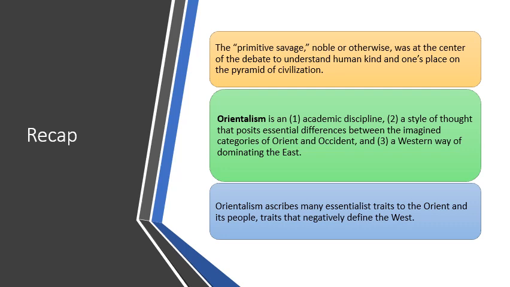These three definitions of Orientalism are important to keep in mind as we go forward and look at further examples of how the West interacts with the East. Orientalism, that thought process, ascribes many essentialist traits to the Orient and its people, traits that negatively define the West, not negatively in terms of bad, but in terms of the West is not these traits. Remember, we had traits like femininity and sexuality, mystery, timelessness. These are all things that the Europeans threw together as a definition of what the Orient or the East was. And by definition, the West was not those things. So they were negatively defining their own identity.